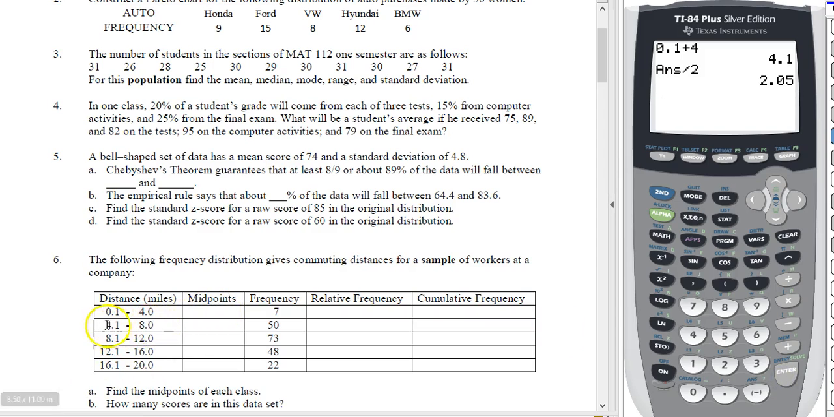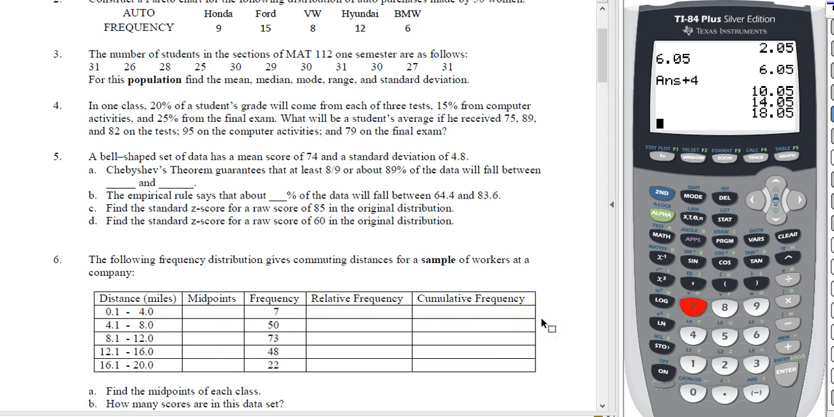And then you can do that for the next class as well, or notice that the class width here is 4. The lower limits are all 4 apart, and the upper class limits are all 4 apart. So the midpoints have to be 4 apart. So the next midpoint would be 6.05, right? Just adding 4. In fact, I can even physically do that. Say, all right, well, what's that plus 4? And get the next midpoint. In fact, then you can just hit enter, and it'll do it again for you and again, and those are the midpoints.